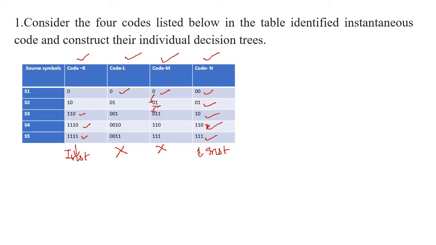Next we'll try to write the code tree for the respective codes. We'll start with code K. How do we write the code tree or decision tree? We'll start from the initial state, which is nothing but S. Now this node is going to have 2 branches. Since it is binary, we'll have 0 and 1. Next, we'll see whether 0 is a code word for any symbol in code K. Yes, so this will be a terminal node. I can just put a dot and write it. It is nothing but symbol S1.